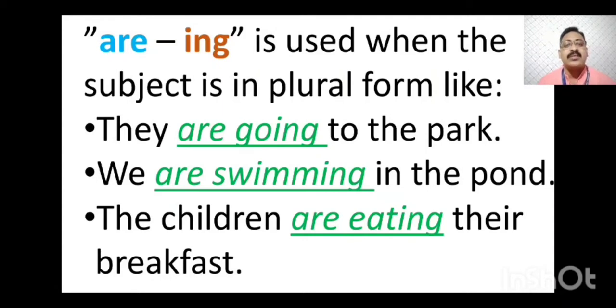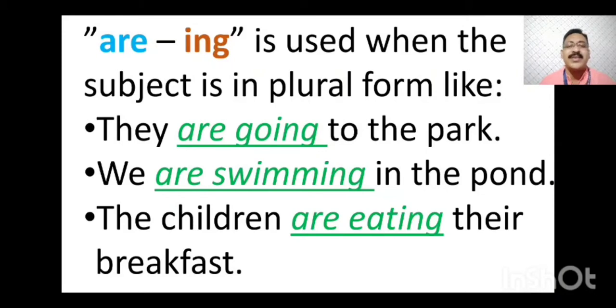Here they, we and children are in plural form. They, we are plural pronouns and children is a plural noun. In these three cases we will see how are is used, because I told you when the subject is plural, there we have to use are. As usual, the verb will have ing because the work is in process, the work is going on, the work is not over yet. They are going to the park.